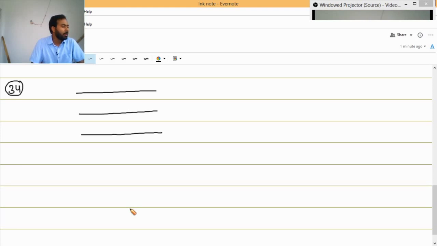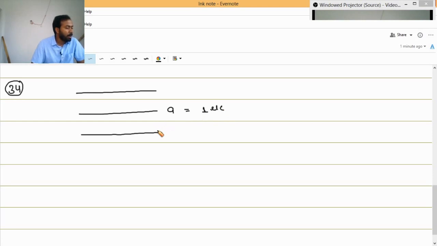This is problem 34 of chapter 31. What is asked in this question is: the capacitance between the adjacent plates shown in the figure is 50 nanofarad. So the capacitance between these two plates and between these two plates given here is 50 nanofarads. A charge of 1 microcoulomb is placed on the middle plate. So what is given in the question is, consider that a charge Q equals 1 microcoulomb is placed on the middle plate.